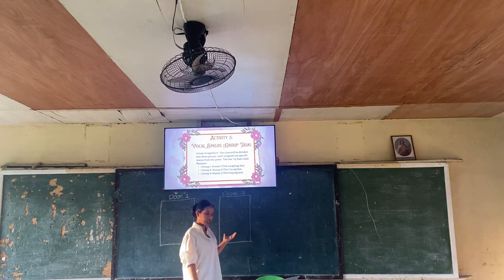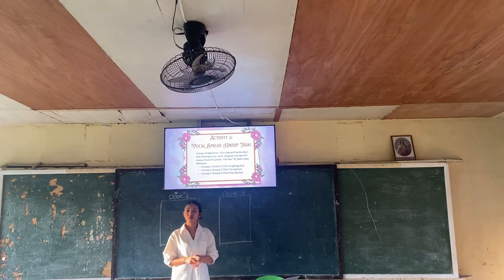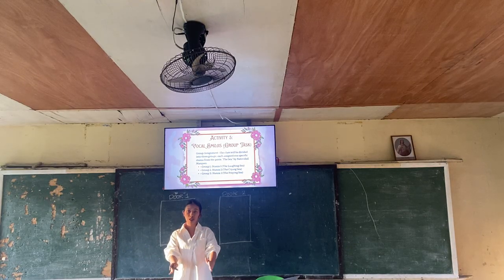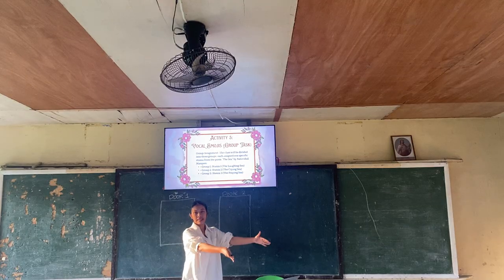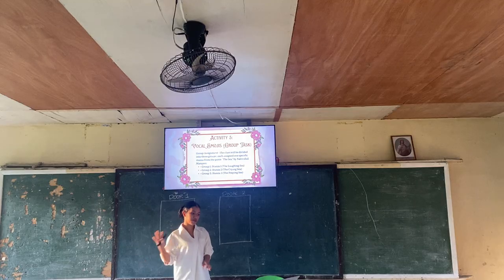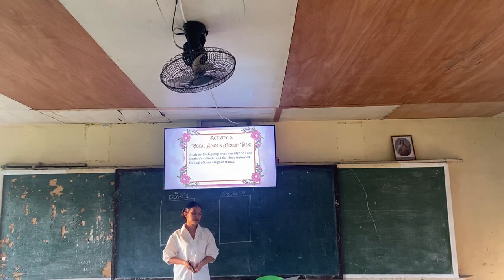Please read. Okay, so the groupings will go like this. This will be group 1. This in the middle will be group 2. And here is group 3. So you will have 2 rows per group. Group 1 will be assigned to stanza 1. Group 2 will be assigned to stanza 2. And group 3 will be assigned to stanza 3.